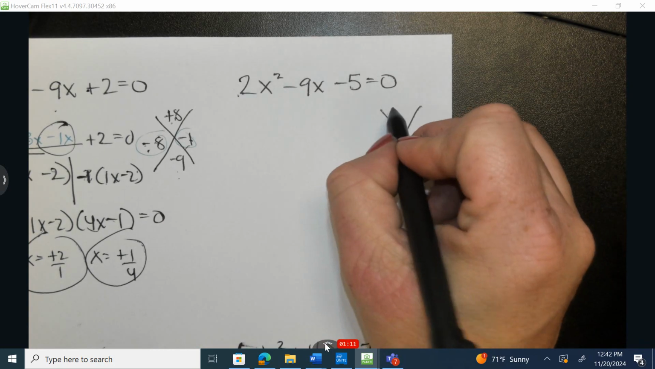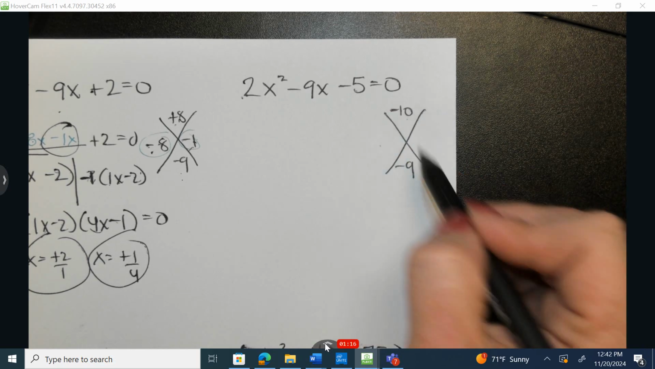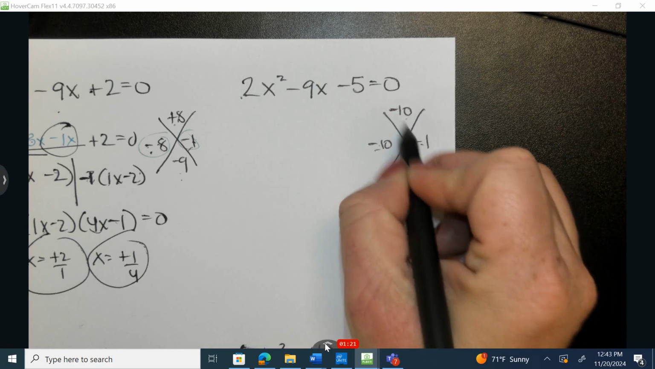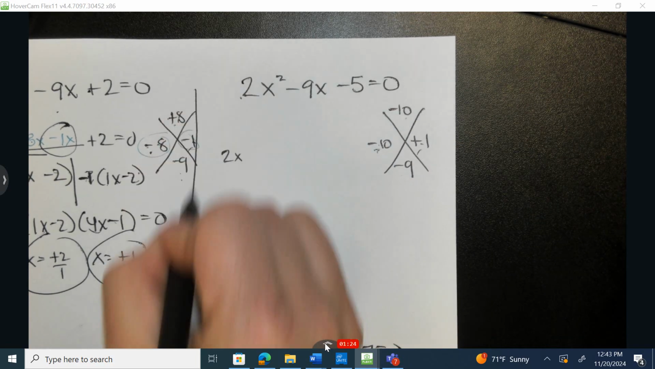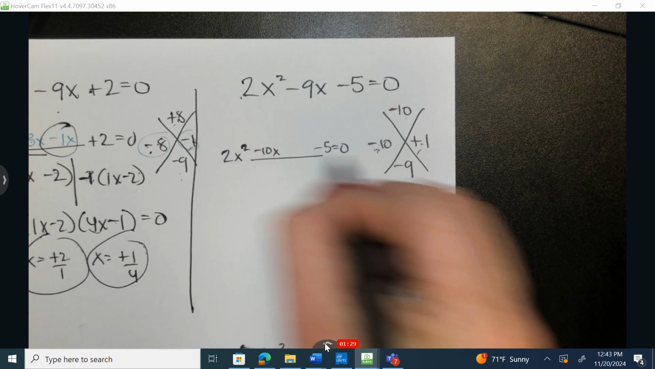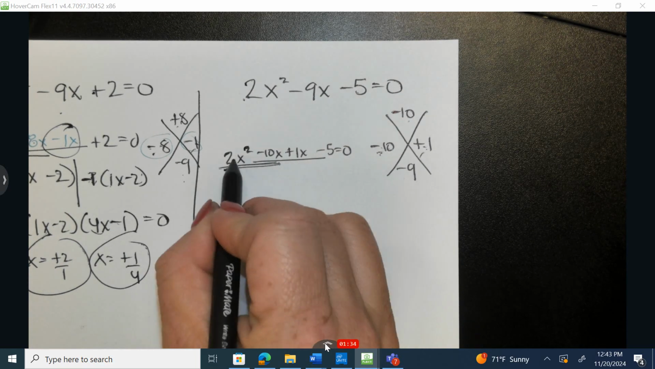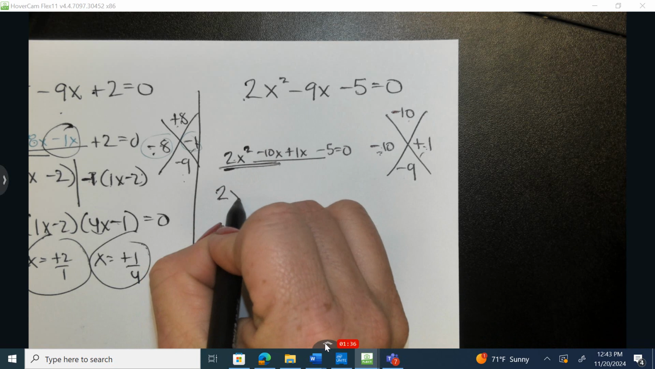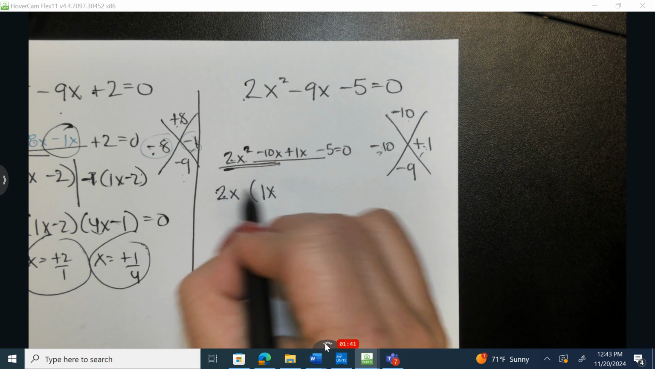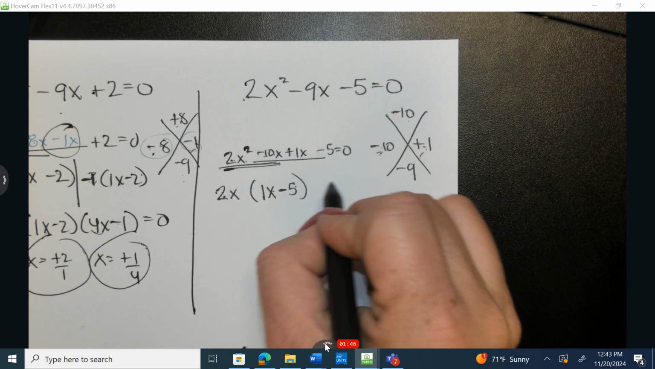2 times negative 5 is negative 10. And we're asked, are there two values that multiply to equal negative 10 and combine to give us negative 9? We have negative 10 and positive 1. Okay, drop in the negative 10x and drop in a positive 1x. Out of these first two terms, what's the most that I can factor out? A 2x. 2 times 1 is 2. Attach an x to get an x squared. 2 times negative 5 is negative 10, and we have an x to have negative 10x.